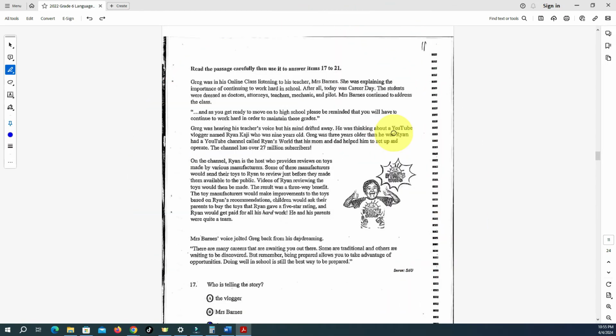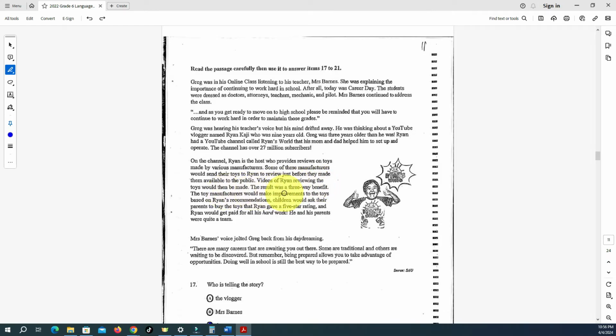He was thinking about a YouTube vlogger named Ryan Kahai, who was 9 years old. Greg was 3 years older than he was. Ryan had a YouTube channel called Ryan's World that his mom and dad helped him to set up and operate. The channel has over 27 million subscribers. On the channel, Ryan is the host who provides reviews on toys made by various manufacturers. Some of these manufacturers would send their toys to Ryan to review just before they made them available to the public. Videos of Ryan reviewing the toys would then be made.